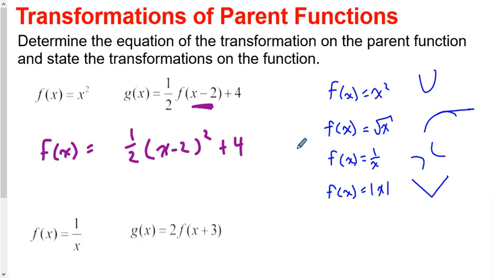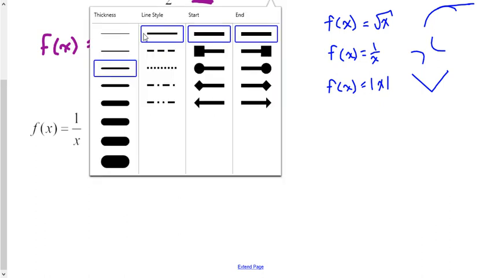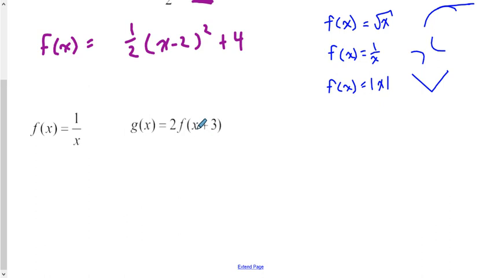Let's try another one of our functions down here. Let's try a reciprocal function. And we're going to do a couple transformations to it. We're multiplying our y values by 2, so that's a vertical stretch. And we're moving 3 units to the left in the negative direction. Okay, so how do I do this? Well, my function is going to be 1 over x, but where x is, I'm going to go x plus 3.